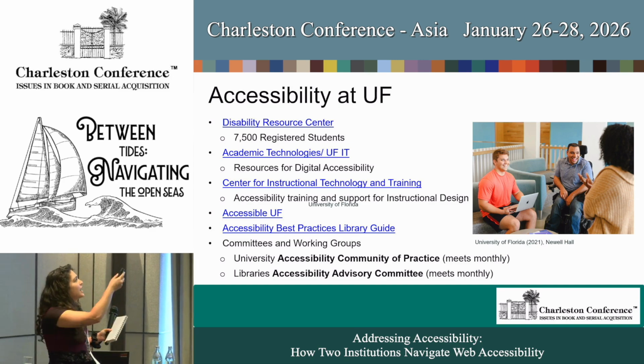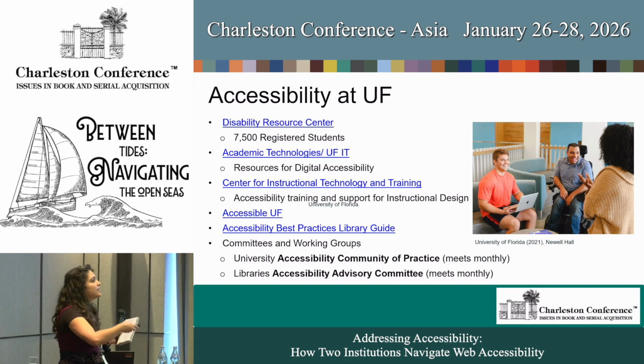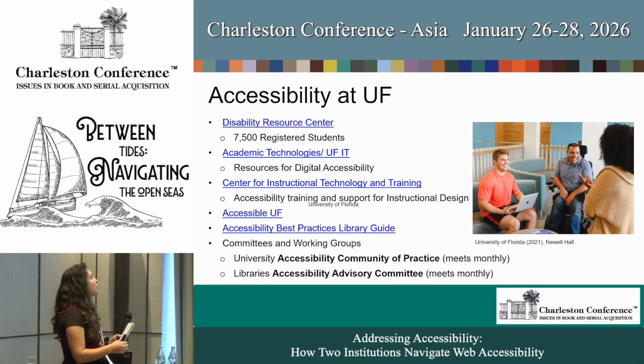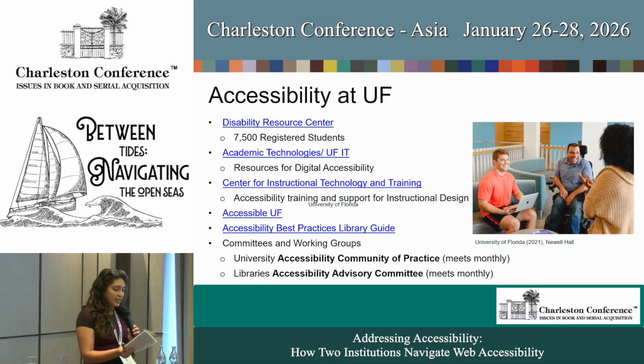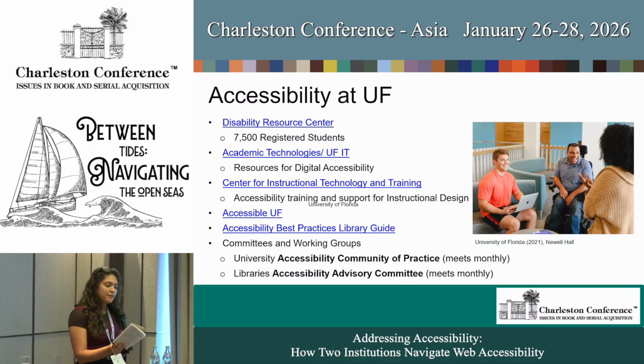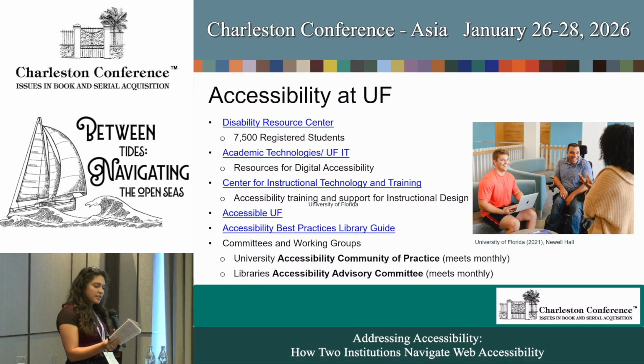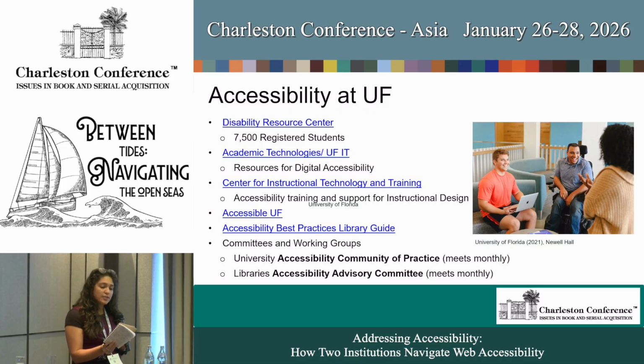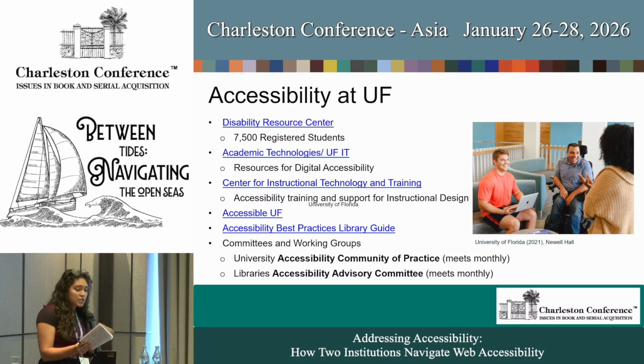So these are different accessibility services and features at our university. So the first one is the Disability Resource Center, which we colloquially call the DRC. There are 7,500 registered students, and the DRC provides services that help students with accommodations, resources, and assistive technologies.